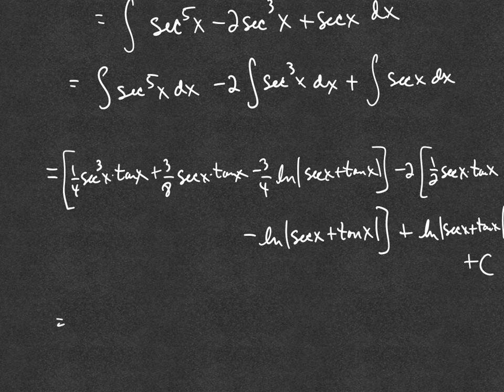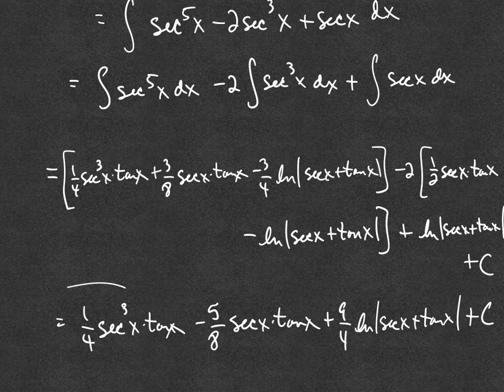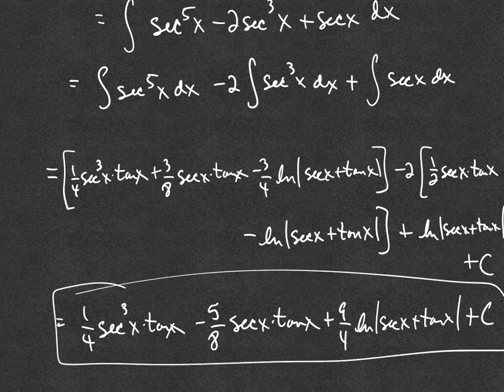And when you combine all of the like terms, I hope I did it okay, you could double check me, but I believe we get 1/4 secant to the third times tangent minus 5/8 secant tangent plus 9/4 ln of secant plus tangent plus c. All right, I hope I did that okay. I was just bopping through it earlier this morning, so I hope I did the simplifying okay.